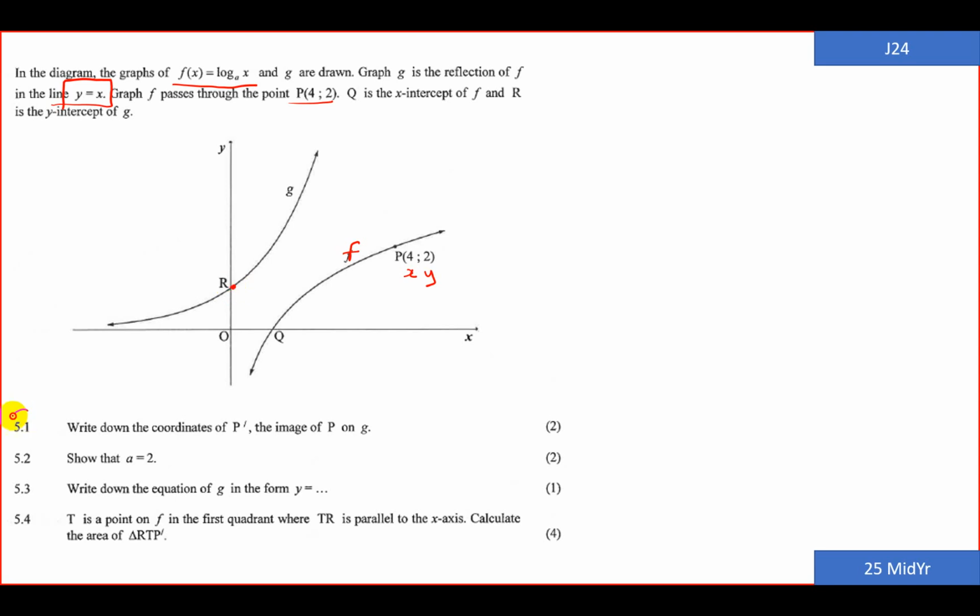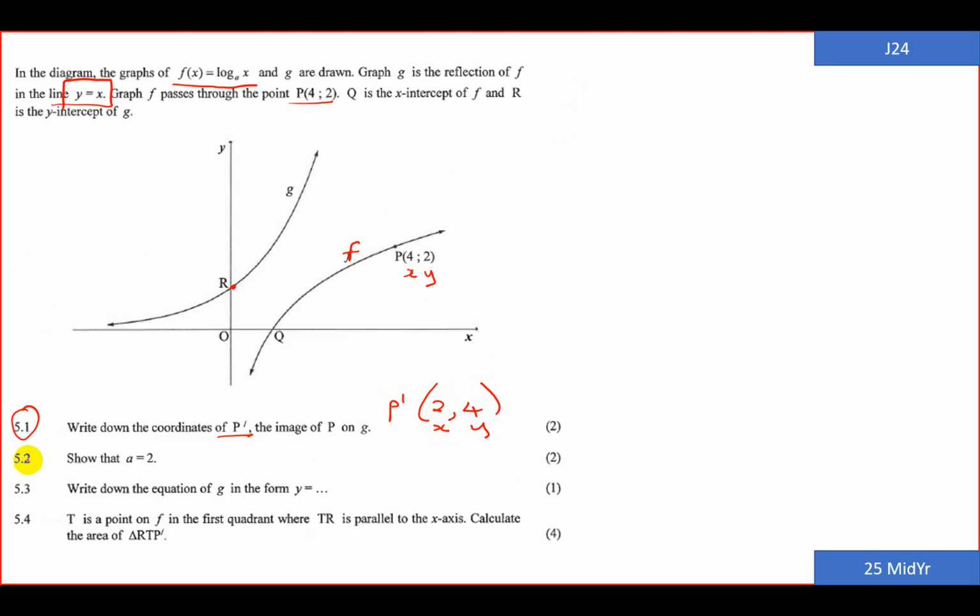And the first question in 5.1 is write down the coordinates of the image of p on G. So because it's a reflection of the graph, then all we have to do to find the reflection of p, which is the inverse, we swap x and y. So that point will actually become the image, which would be 2, 4. There's our x and there's our y value.